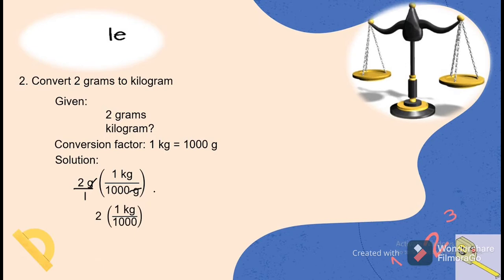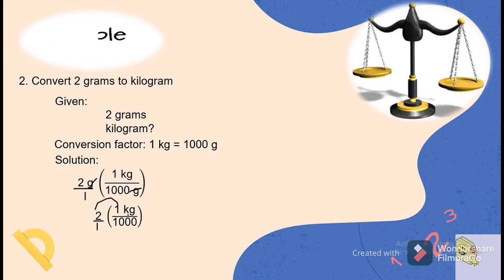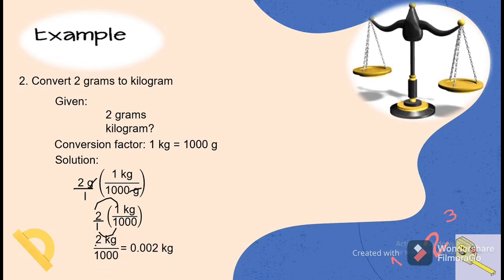So we have 2 over 1 times 1 kilogram over 1000, then simplify. 2 times 1 is equal to 2 and 1 times 1000 is equal to 1000. So we have 2 over 1000, then divide. So we have the final answer. Therefore, 2 grams has the same weight as 0.002 kilogram.